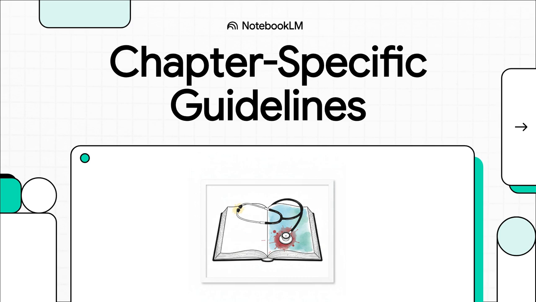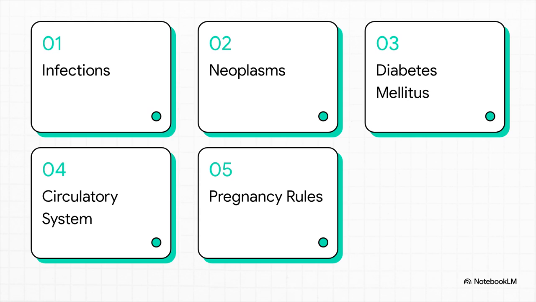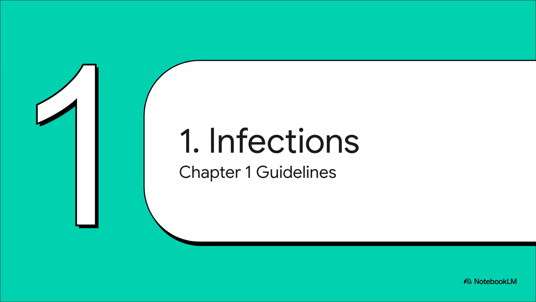Today we are diving headfirst into Section IC of the ICD-10-CM official guidelines. We're going to conquer 5 highly tested, absolute high-yield chapters that you need to know for your CPC exam. Here is our ultimate survival syllabus for today. We're covering 1. Infections, 2. Neoplasms, 3. Diabetes mellitus, 4. The circulatory system, and 5. Pregnancy rules. All right, diving right into Section 1, Chapter 1, Guidelines for Infectious and Parasitic Diseases.